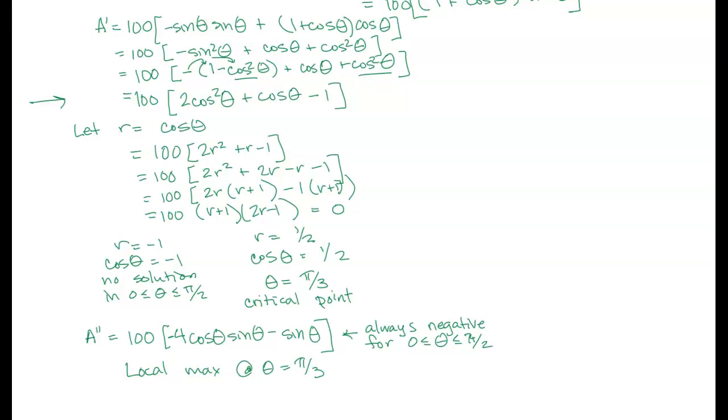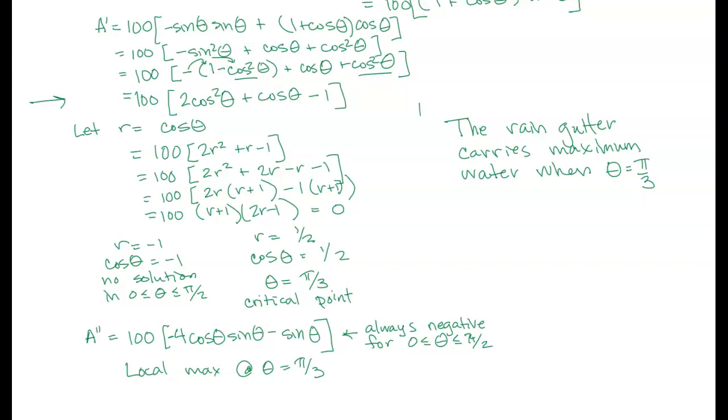Okay. So our conclusion is, I'm going to come back up to this white space here, that the rain gutter carries the maximum water when theta equals pi over 3, which is 60 degrees. So that's kind of cool, right? Really a practical problem there.